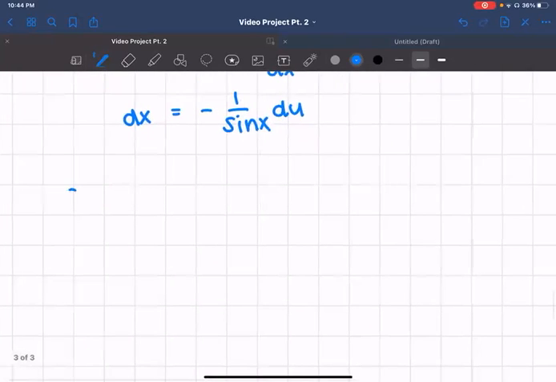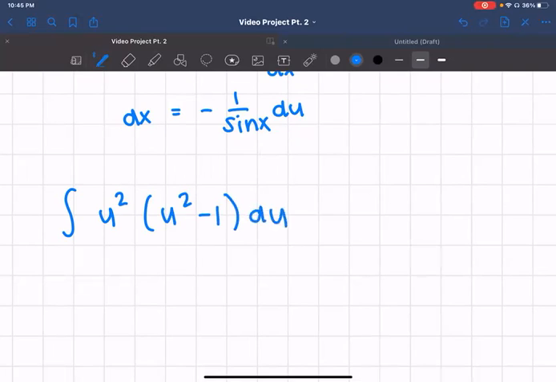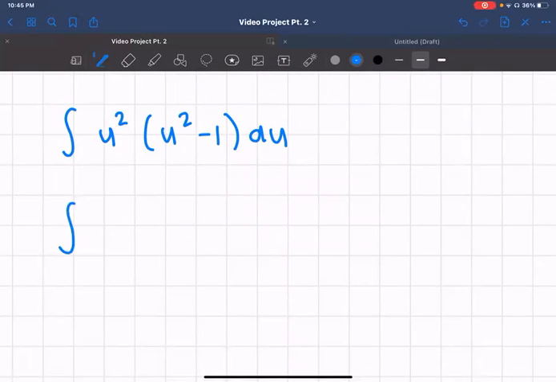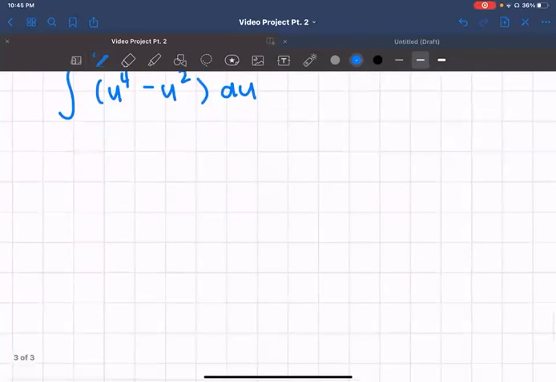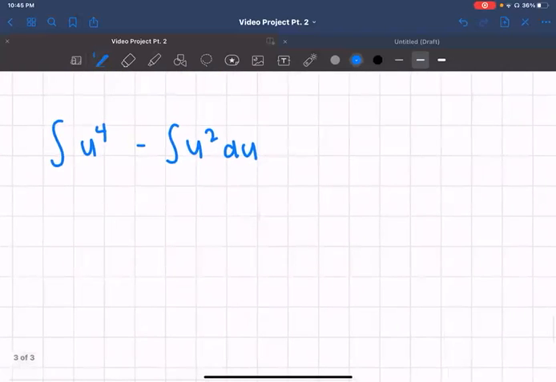Okay, just to plug these in, it's going to be u squared times u squared minus 1 du. And then to simplify it a little bit, it's going to be u to the 4th minus u squared du. Okay, and now we're just going to be separating these. The integral of u to the 4th minus the integral of u squared du, which is going to equal u to the 5th over 5 minus u to the 3rd over 3.